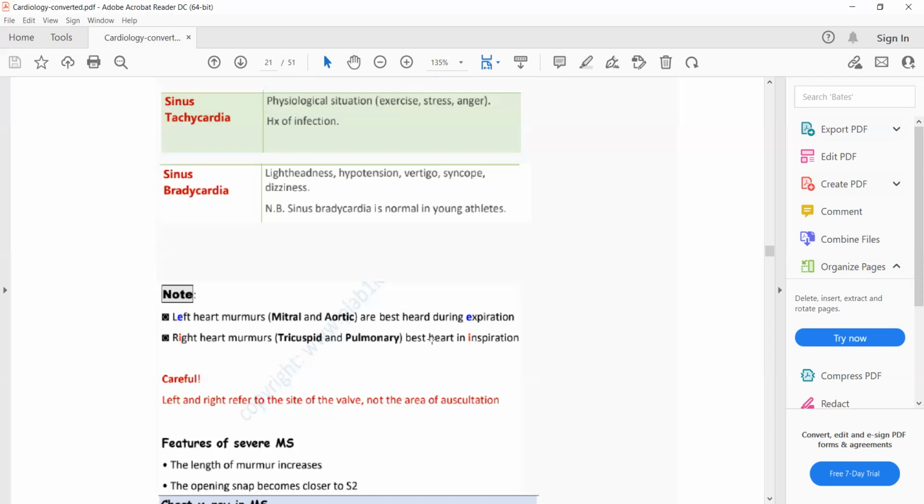And left-sided heart murmurs, such as murmur of mitral and aortic valve, will be heard best during expiration, because during expiration there's an increased blood flow to the left side of the heart, because during expiration the blood flows to the left side of the heart from the lungs. So that's why there's another basic principle that you need to remember, that right-sided heart murmurs are best heard in inspiration and left-sided are best heard during expiration.